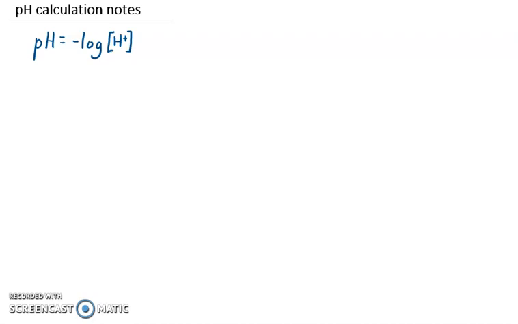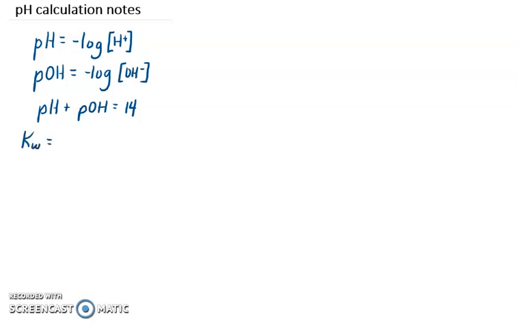We're going to be using this formula today, as well as this one. There's also something called pOH, and that equals the negative log of the concentration of OH minus ions. And then finally, there's a relationship for these two. When I add pH and pOH together, I get 14. And finally, this is our Kw formula from last week. It's 1.0 times 10 to the negative 14th equals the concentration of H plus times the concentration of OH minus.